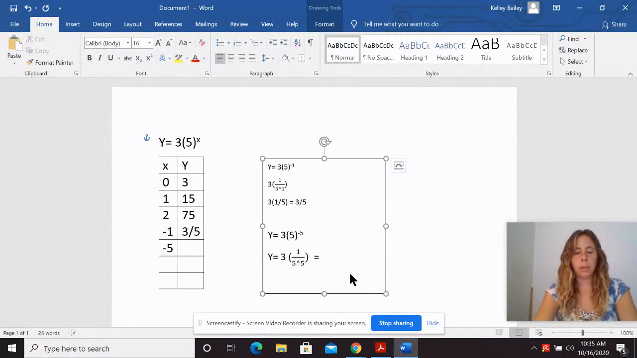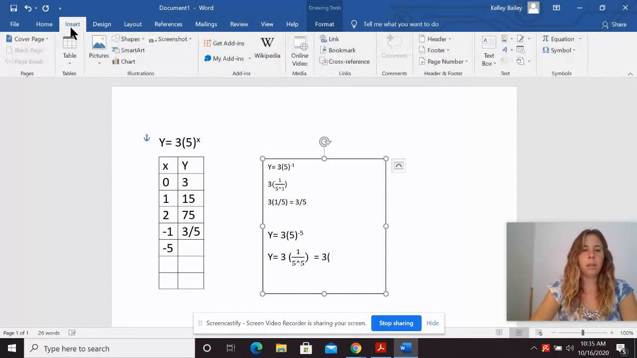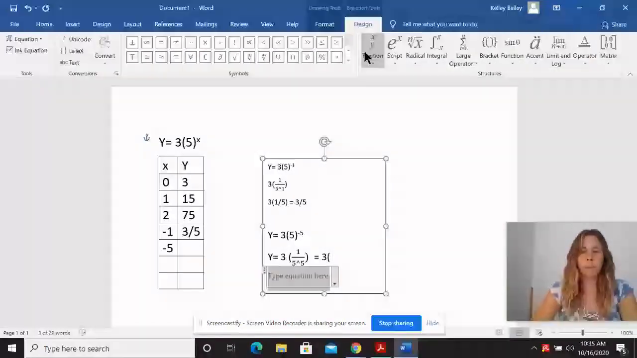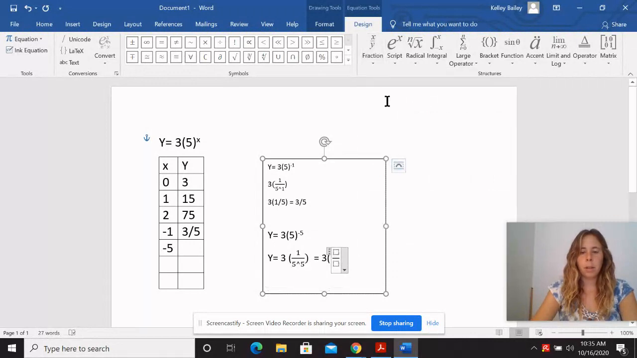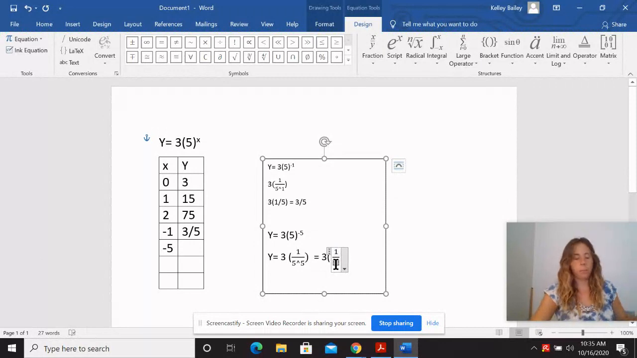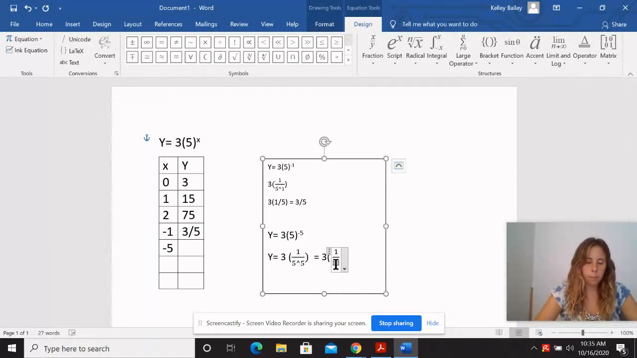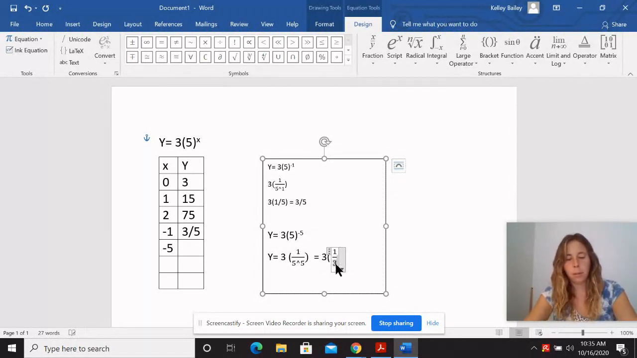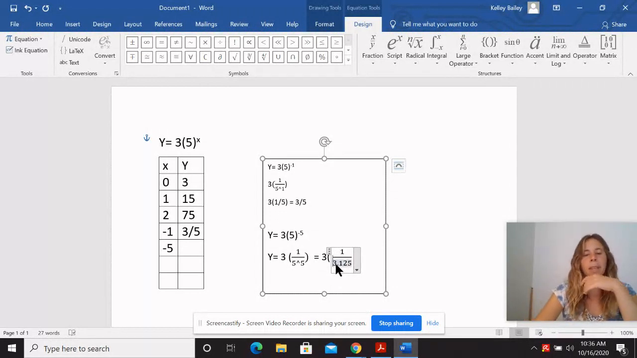So it's equal to 3 times 1 over, at least I think that's right. Let me double check. 625 times 5. Now I can't remember what I said. That's what it is. 5 to the 5th power is 3,125.